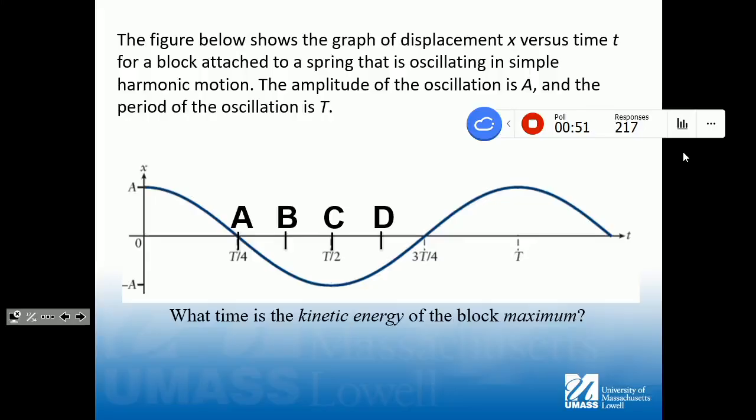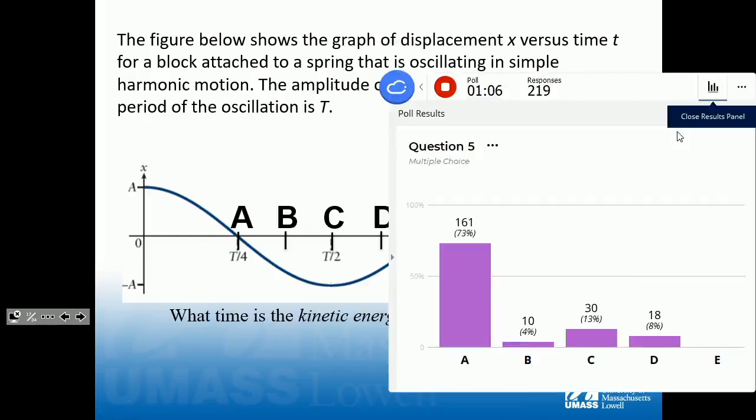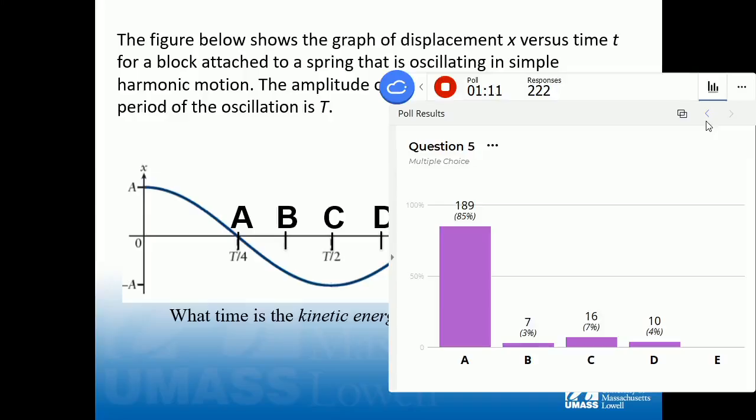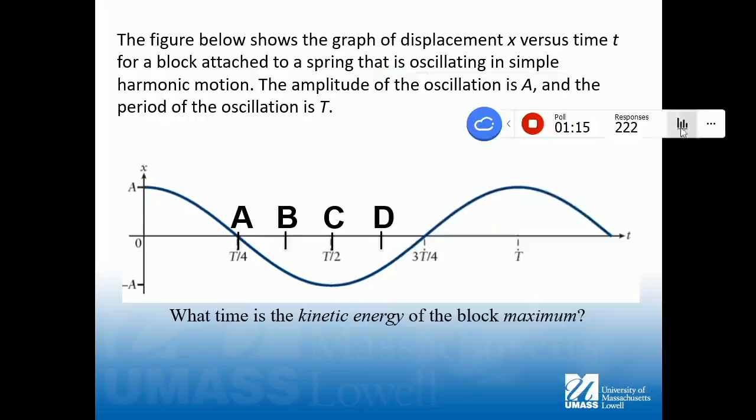So K is max where potential energy is least, right? Because K plus U is fixed. So where is the potential energy the least? Or where is the block moving fastest? Yes, good. At A, right? The equilibrium position. That's where kinetic energy is maximum. Right, so click something. And we're going to try one more, I believe.